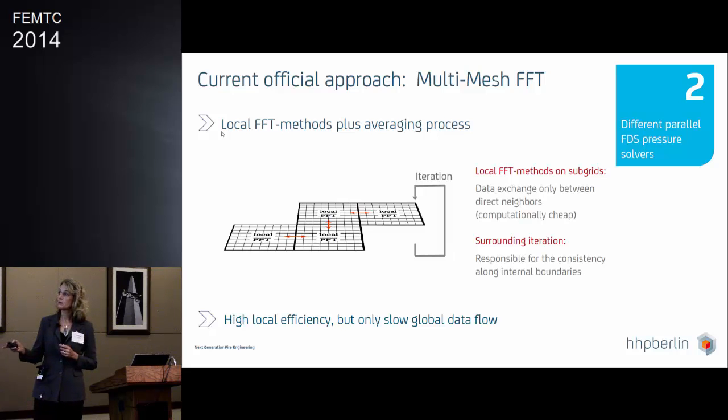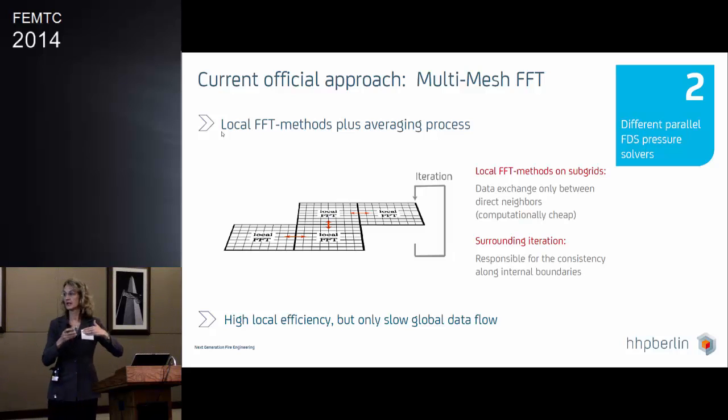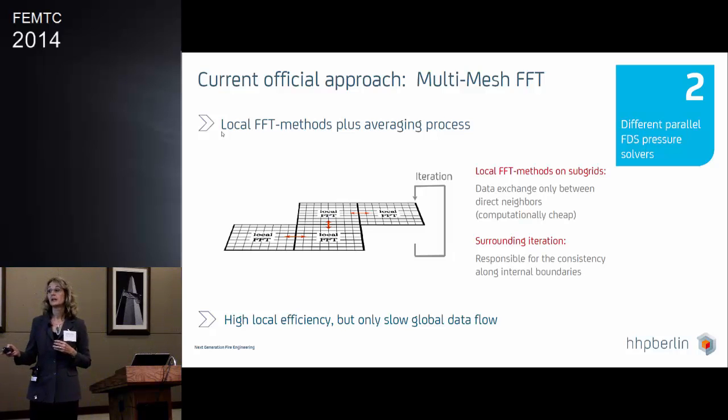Additionally, we have a surrounding iteration which is responsible for making the single meshes match along internal boundaries. So all in all, we have a very high local efficiency with the FFT solutions, but we only have a slow transport of global information because data exchange works only locally. So new information can only be passed stepwise through the domain.